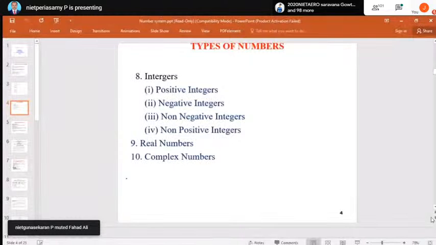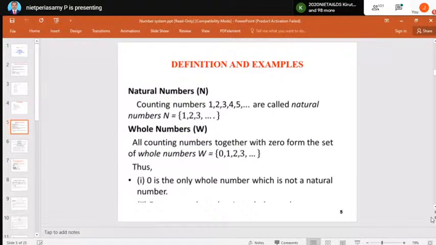Ninth one is real number and 10th one is complex number. Now we go to the definition of each type of numbers. The first one is natural numbers. The natural numbers are denoted by the capital letter N.